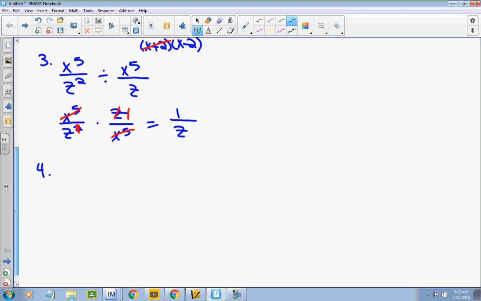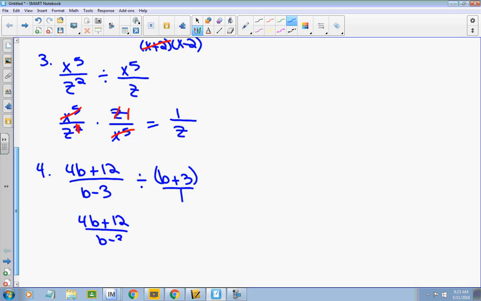Okay, so the next one. 4b plus 12 over b minus 3 divided by b plus 3. Now, what am I going to have to do here? What'd you say? 1 is the denominator, but since it's division, I have to flip it. Okay, that may be what you said. I just couldn't hear you. Okay, so we have 4b plus 12 over b minus 3 times 1 over b plus 3.